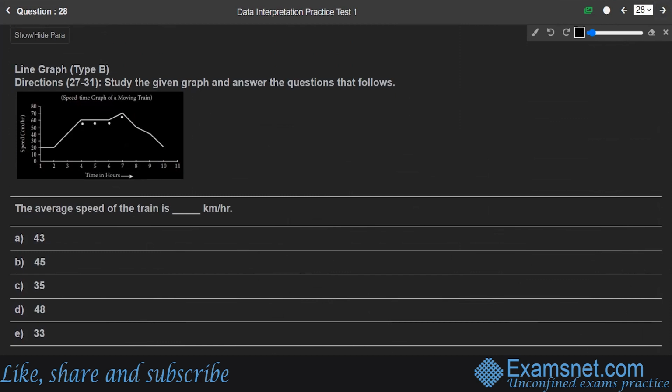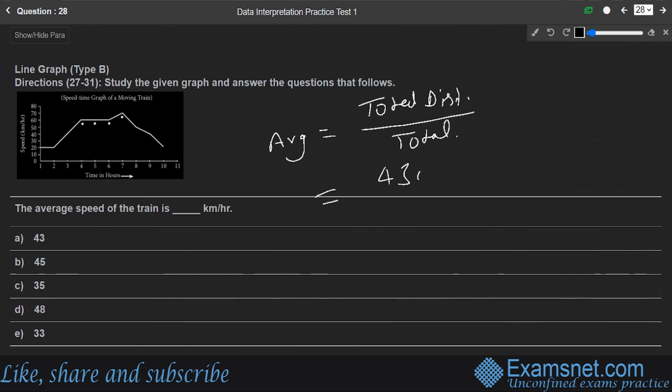So clearly, the average speed can be calculated by the total distance traveled by the train divided by total time taken. That is how the average speed is calculated. Clearly, in the earlier chart we calculated the total distance came out to be 430 kilometers, divided by total time taken, which is from 0 to 10th hour. So total time taken is 10 hours.